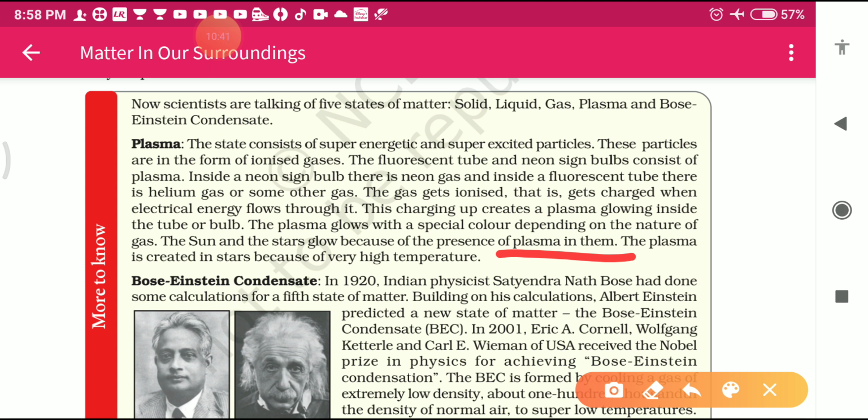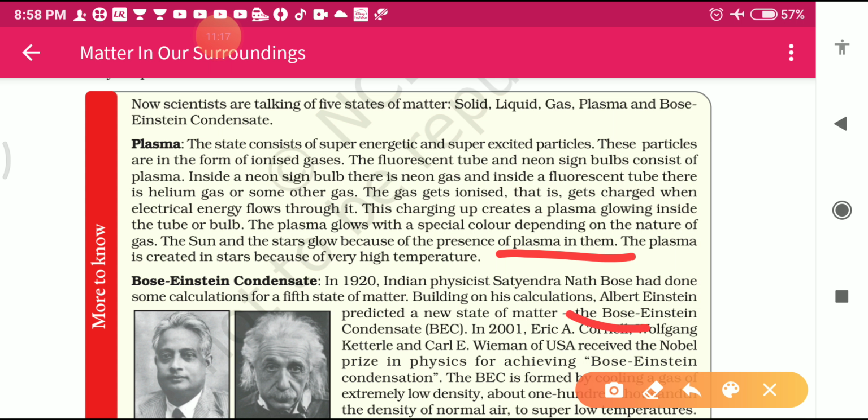Okay students, now let's move on to the Bose-Einstein condensate. What is a Bose-Einstein condensate? In short, we call it BEC, and this is the fifth state of matter. Our Indian physicist Satyendra Nath Bose, and another physicist, Albert Einstein, discovered the fifth state of matter, called the Bose-Einstein condensate.